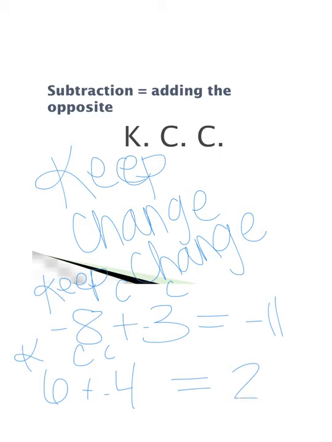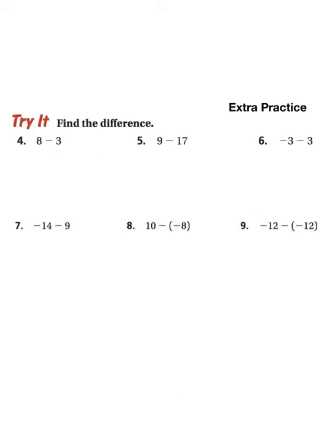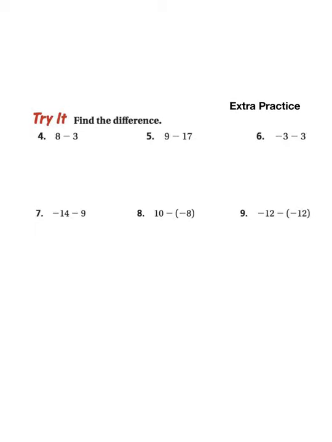Okay, in your textbook you need to be on page 28. We're going to start under Do You Know How on page 4. That's where we will start in the book. These questions we're going to do together. On number 4, 8 minus 3, you know that's 5. That one's easy. Number 5, 9 minus 7.